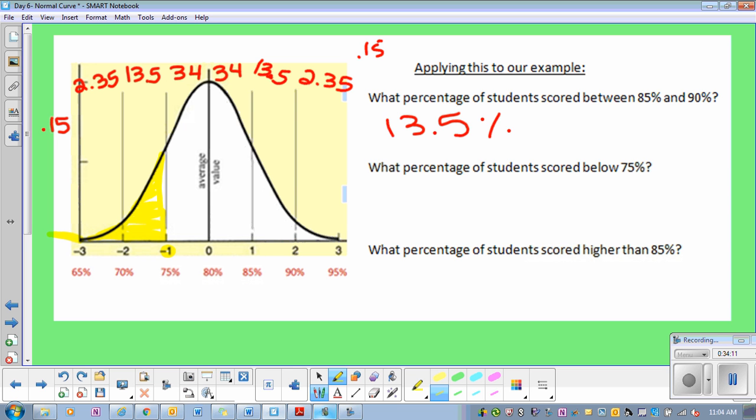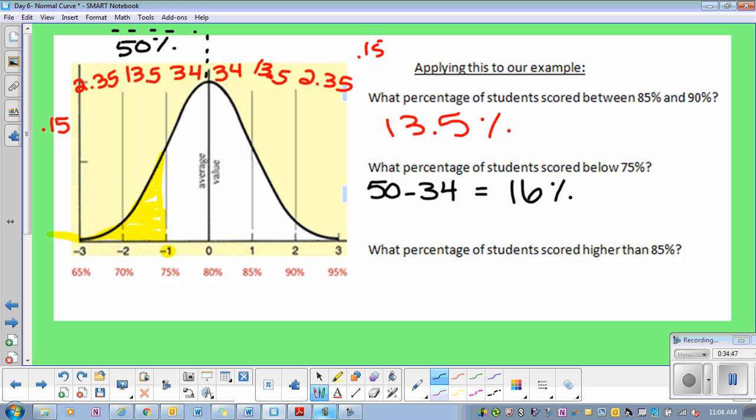Or, what'd you say, Tom? 50 minus 34. Yeah. You know that from here on, that's 50%, right? So you could do 50 and just take away that first one that's not shaded. 50 minus 34 equals 16%, yes? How's that? Or you could add it. You could add 13.5, 2.35, and 0.15. It doesn't matter.